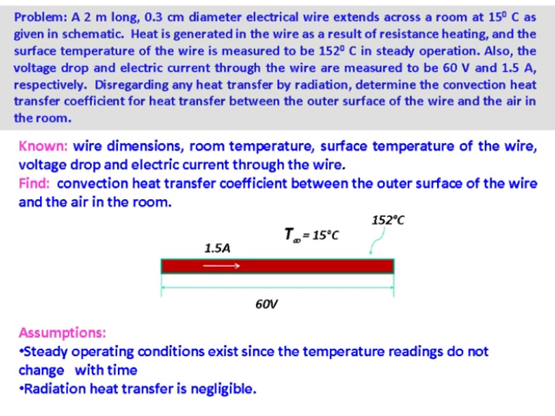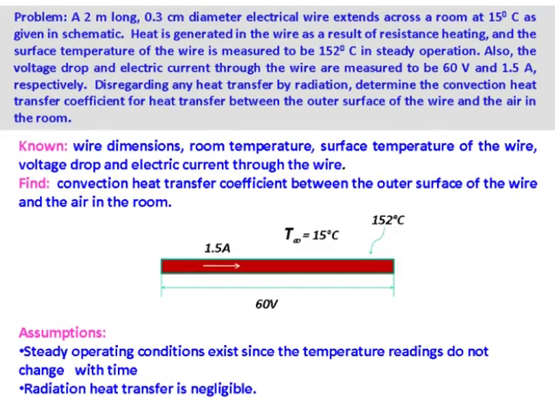That is, my room is sitting at 15 degrees Celsius and heat is generated in the wire as a result of resistance heating, that means I squared R heating. This I squared R heating we use in iron boxes as well. And the surface temperature of the wire is measured to be 152 degrees Celsius. You see the temperature is quite high, 152 degrees Celsius in steady state operation.